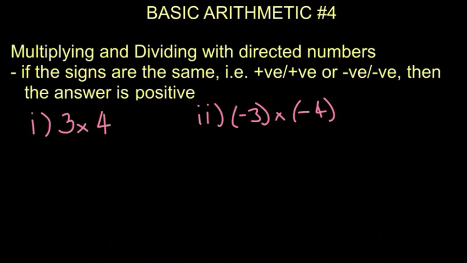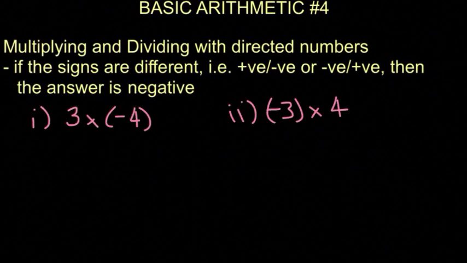So in this first example, we've got 3 times 4, which is 12. Easy arithmetic. In the second example, we have minus 3 times minus 4. Well, we know that 3 times 4 is 12. And now we know that a negative times a negative is a positive. So the answer will be positive 12.